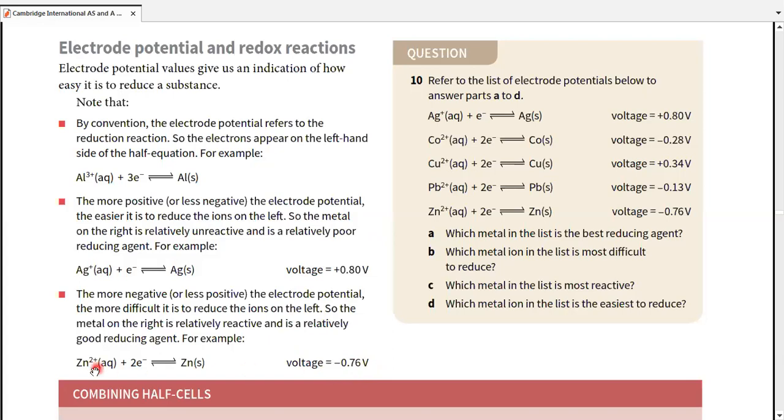Coming to the third point, the more negative or the less positive, the smaller this value gets, the more difficult it is to reduce the ions on the left, which means the element is relatively reactive and is a good reducing agent. Instead of reduction, it tends to oxidize more. So more reactive elements actually give us bigger negative values. For example, sodium, potassium, calcium. These elements will tend to give us the largest negative values possible. Are we clear?